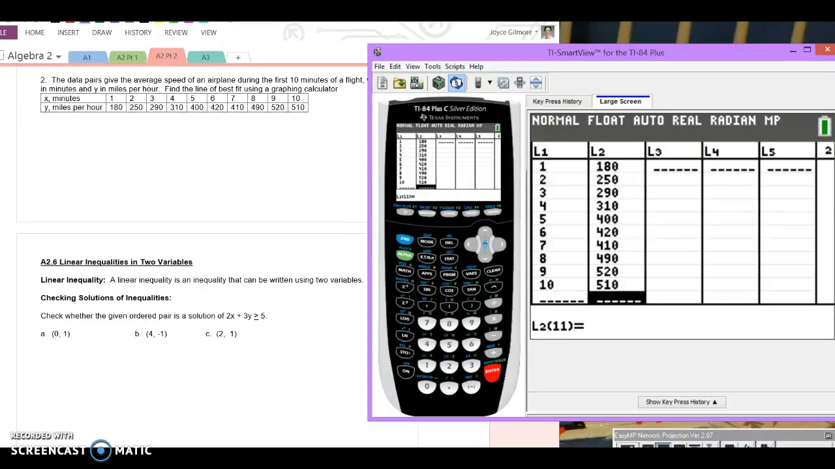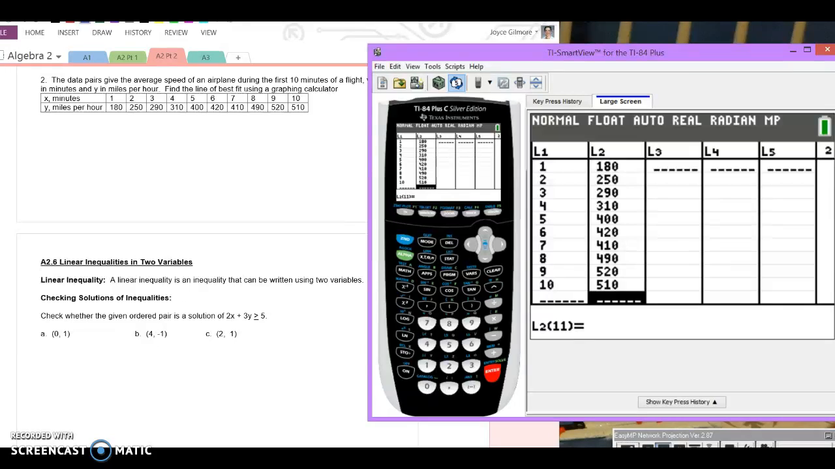When you get to the end of your lists, it is a good idea to make sure that both of your lists are the same length. If your lists don't line up, if they aren't the same length, that means that you missed something. You made some sort of a mistake. So check to make sure they're the same length. Okay, we have our data in.